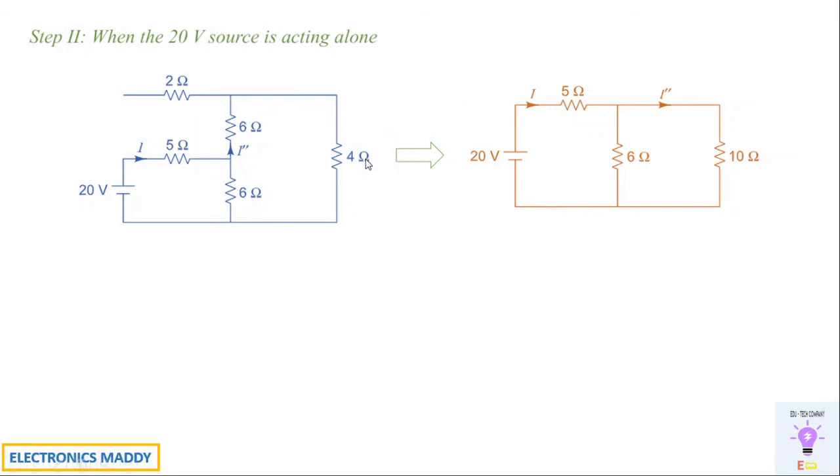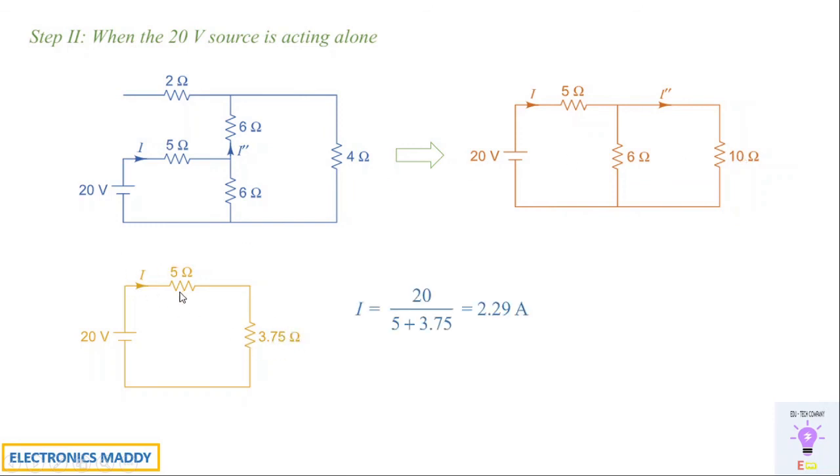That means 6 ohm and 4 ohm are connected in series. Looking at this, because this is open circuit, you will be getting 10 ohms over here. 6 ohms is again represented in its normal way. 5 ohm is kept as it is. 20 volt is kept as it is. Now we have to find the value of I double dash. So we will be starting off by simplifying the effective resistance that is connected in parallel over here. 6 ohm and 10 ohm are connected in parallel. Simplifying it, you will be getting 3.75 ohms.